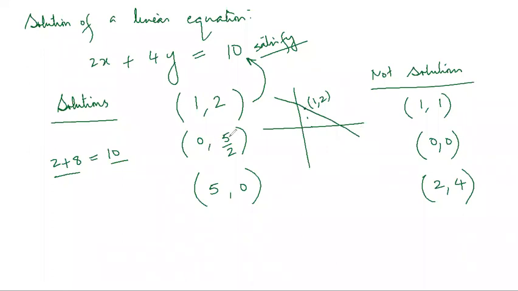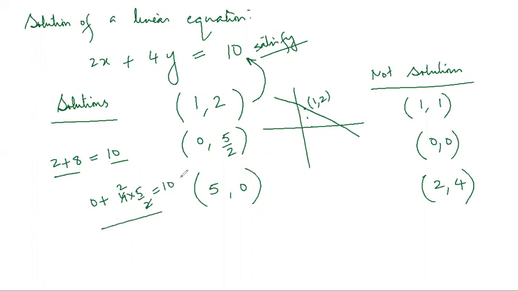Similarly, (0, 5/2) is a solution of this equation. Let's put x equal to 0. It becomes 0. When y is 5/2, it becomes 4 into 5/2. 2 2s are 4, it becomes 10. Right side is also 10. Similarly, (5, 0) is also a solution of this equation.